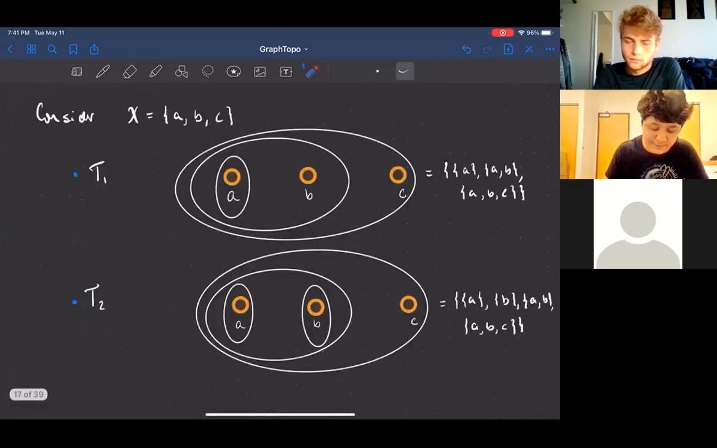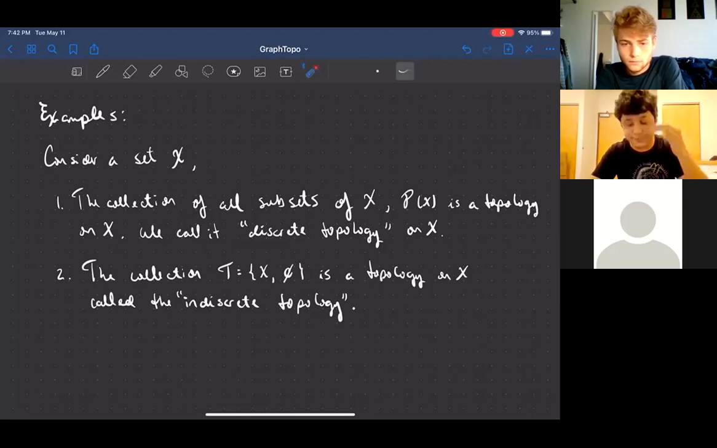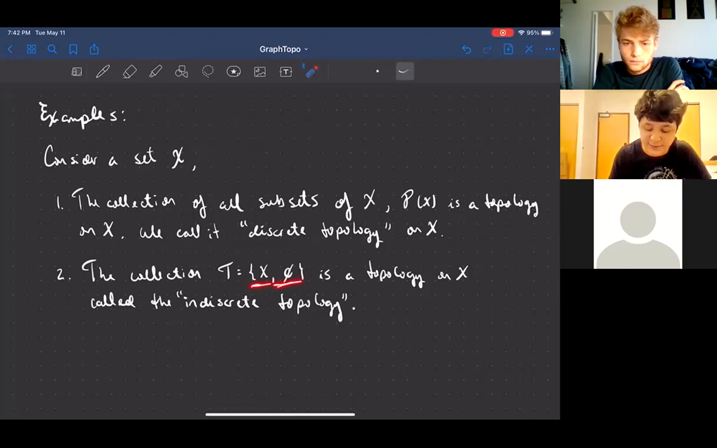So I'm going to give some examples of topologies. For example, if you consider the power set of a set X, that is the collection of every subset that you can create from some set X, then that collection is called the discrete topology. And you can check that this is indeed a topology with the properties I mentioned before. For a second example, we have the indiscrete topology. This is the collection of the set itself and the empty set. It's sort of the opposite of the discrete topology, and it also satisfies these properties.